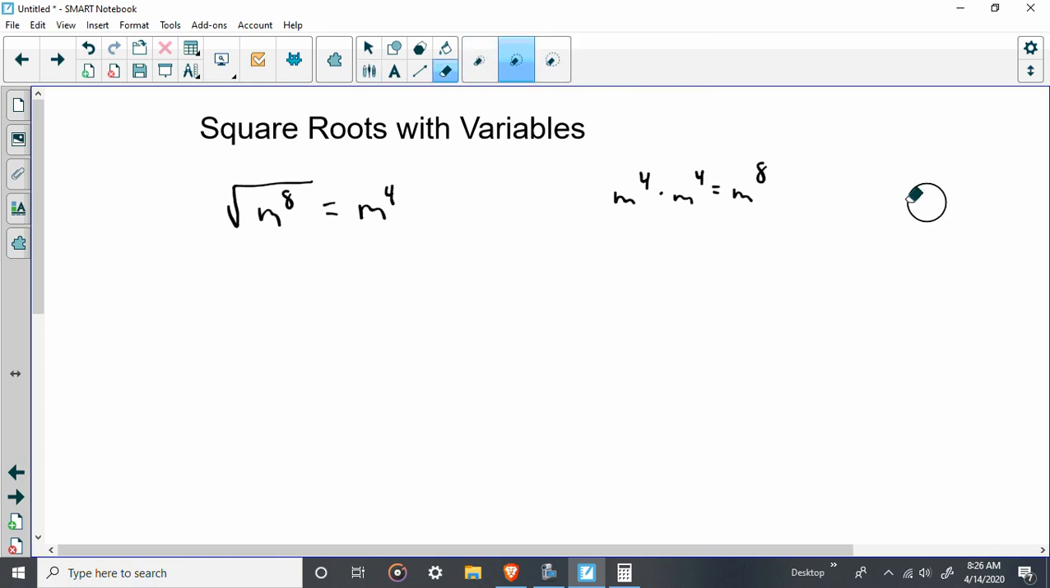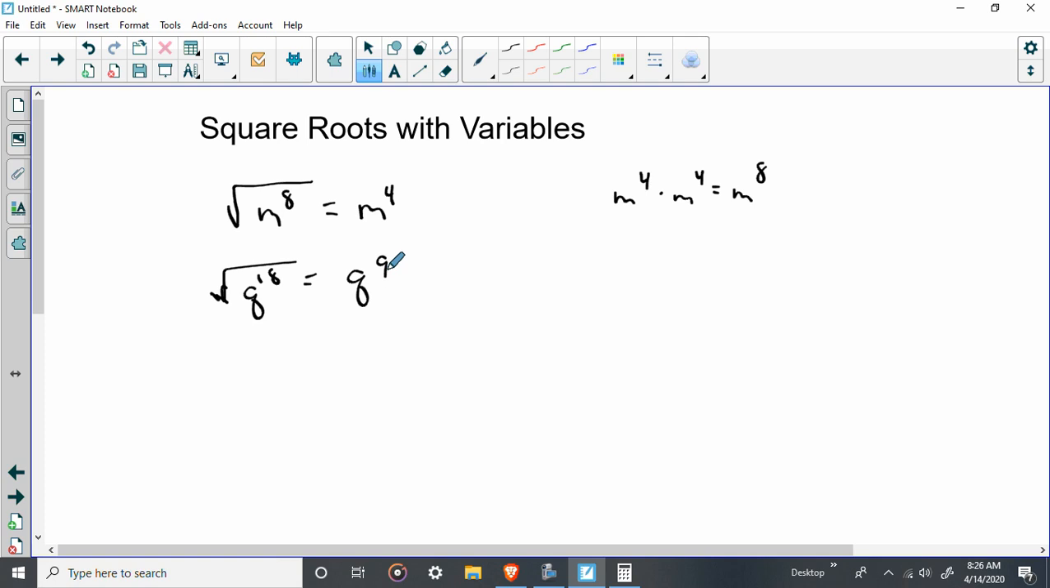If it's an even number, you're not going to have a remainder. So again, any even number divided by 2. So if I said, what's the square root of q to the 18th power? 18 is an even number. 18 divided by 2 is 9. Q to the 9. Okay, so no big deal there.